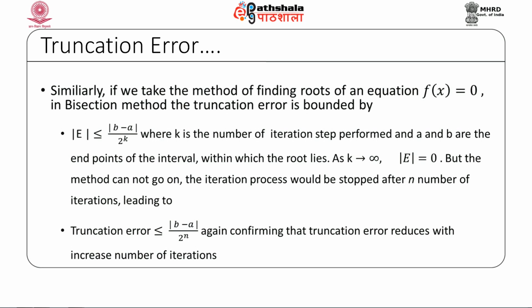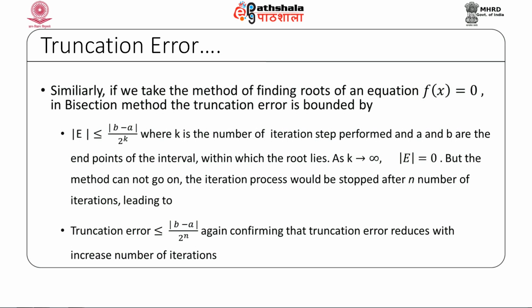Similarly, if you take the example of a root of an equation f(x) equal to 0, we would be learning many methods for it. The first and simplest method which we learn is the bisection method. If the root lies between the interval a and b, then in the case of the bisection method we know that the truncation error is always less than or equal to the absolute value of (b minus a) by 2 raised to k, where k is the iteration number which is being performed, and this will tend to 0 as k tends to infinity. If k tends to infinity, 2 raised to k becomes larger and larger, and (b minus a) by 2 raised to k tends to 0.